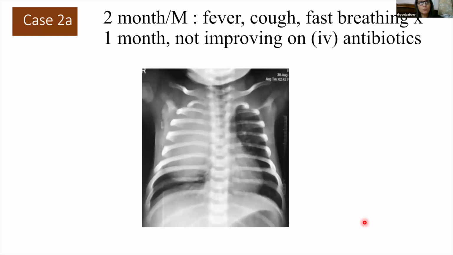So this was a 2-month-old male baby, and had been unwell, had been admitted at a different hospital also, had received IV antibiotics. Basically, the complaints were fever, cough, fast breathing, and the child needed to be on ventilator support, etc., had been quite sick. This was the chest radiograph. So what do we see here?